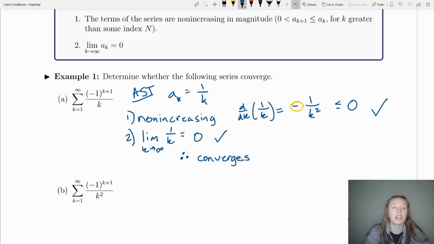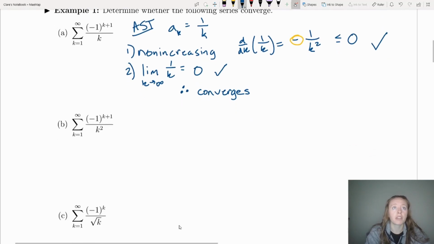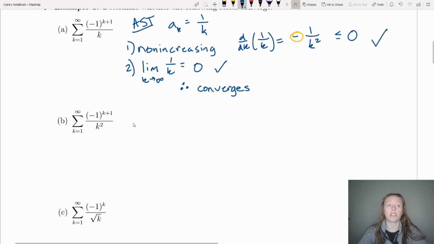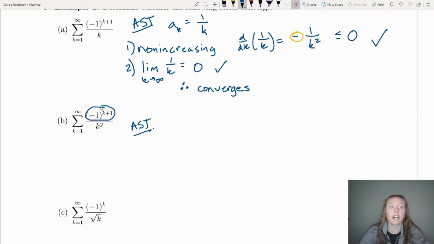Now, let's move on to B. Again, for these 3 steps, we're going to be performing the alternating series test. I just like to write what test I'm performing when I go to figure out whether a series converges or diverges. In this case, if we took the absolute value of this, you can see that the only thing that makes this negative or positive is this negative 1 to the k plus 1. So what I have left is my a sub k that is 1 over k squared.